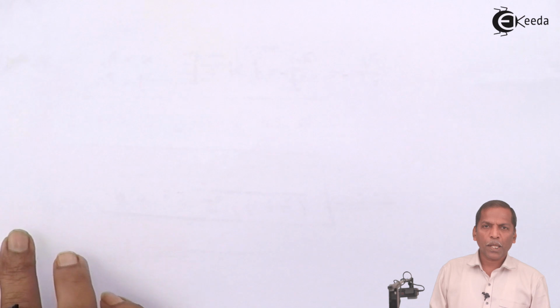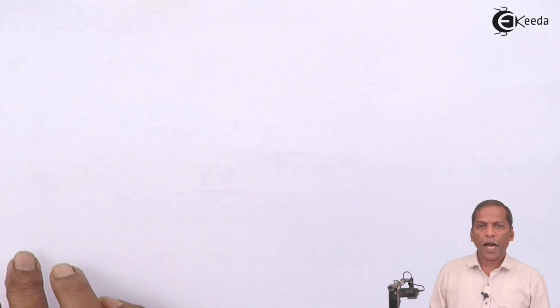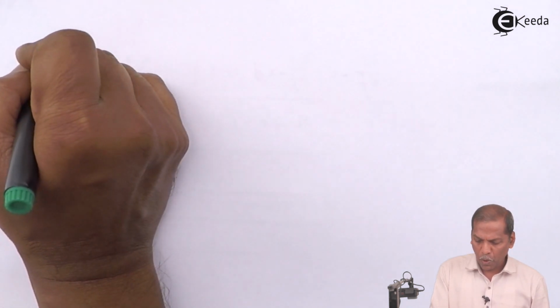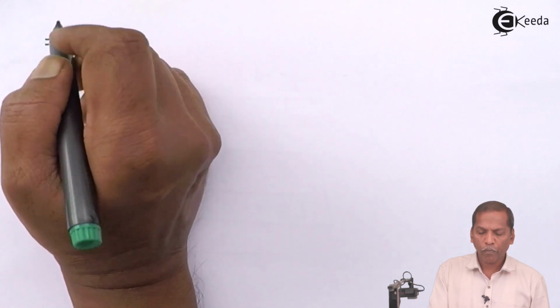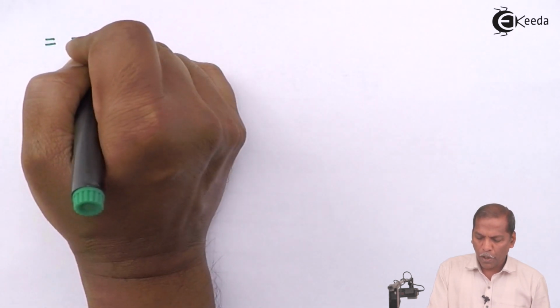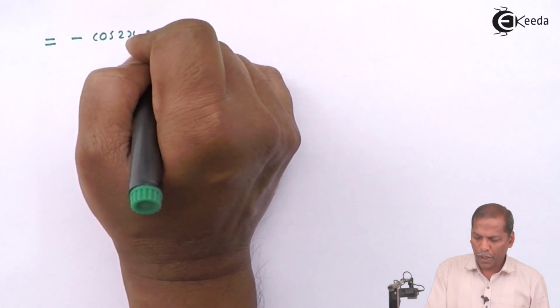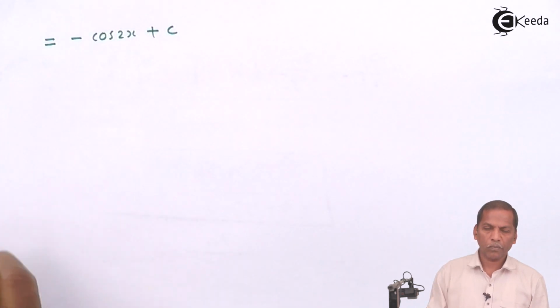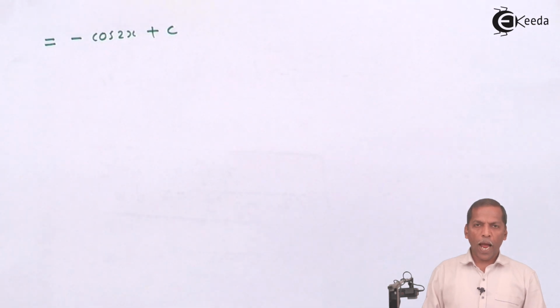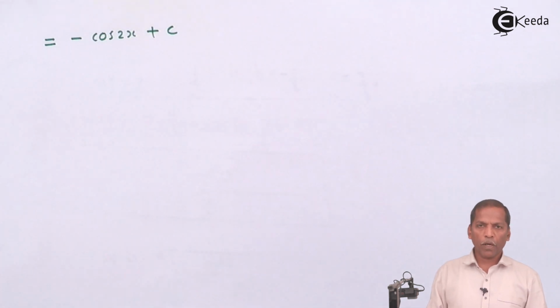Now here we cancel 2 from numerator and denominator. So the next step will be equal to minus cos 2x plus c. So this is the required solution for the given problem.